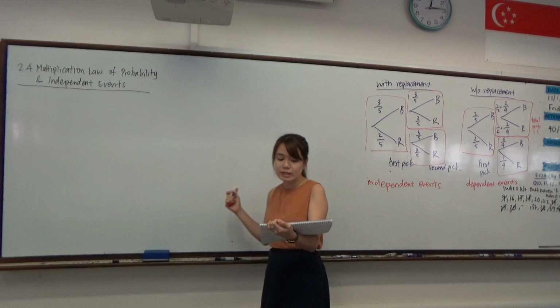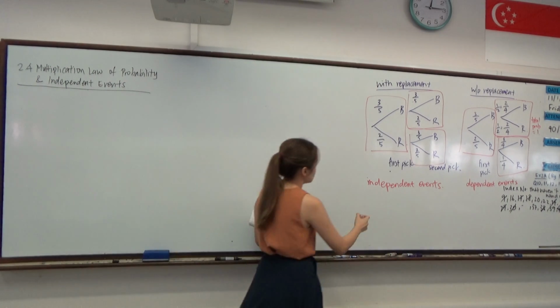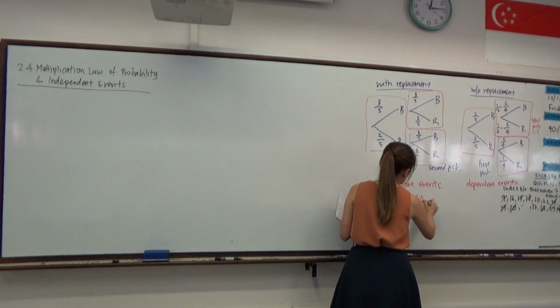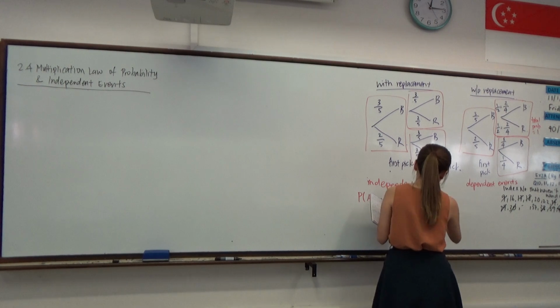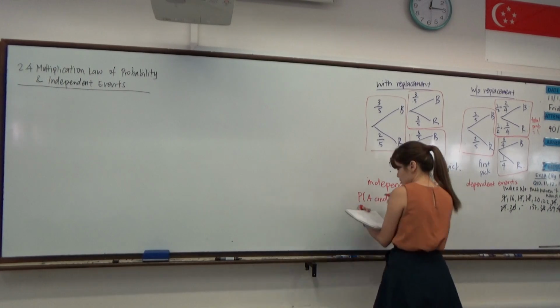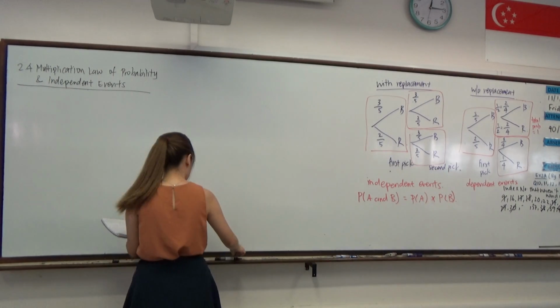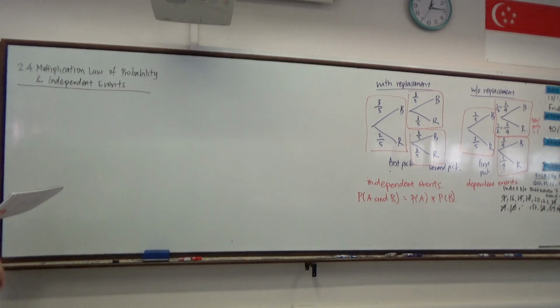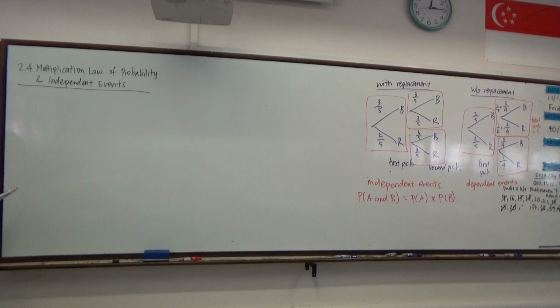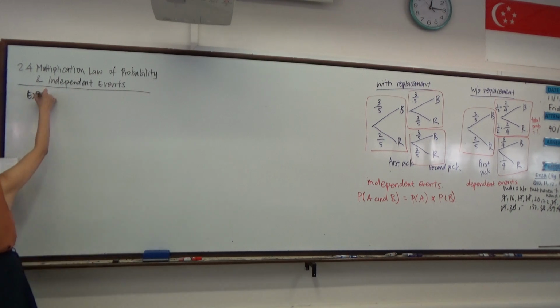Okay, and then when it comes to independent events, we will find that the probability of A and B will actually be the same as taking probability of A times probability of B. Right, I will explain why the multiplication actually works. So just write the example here.